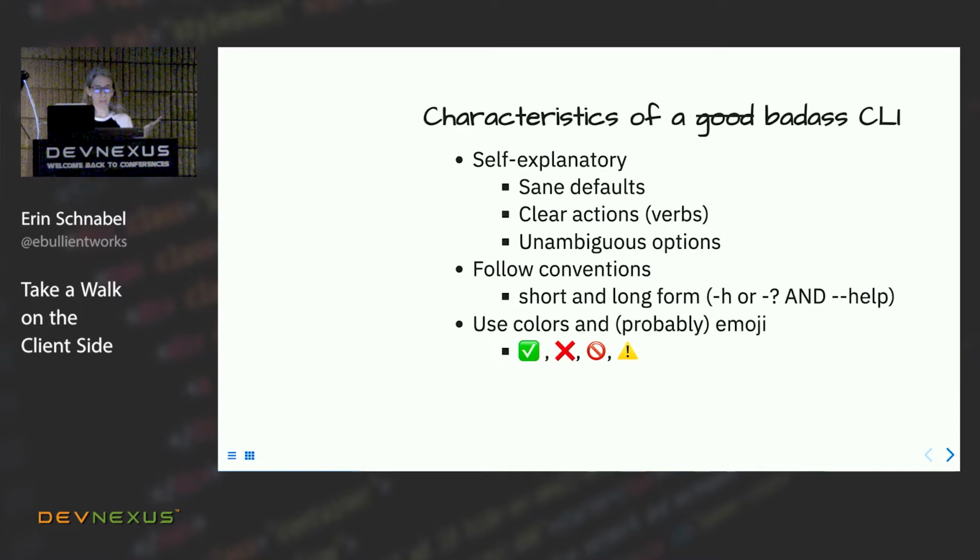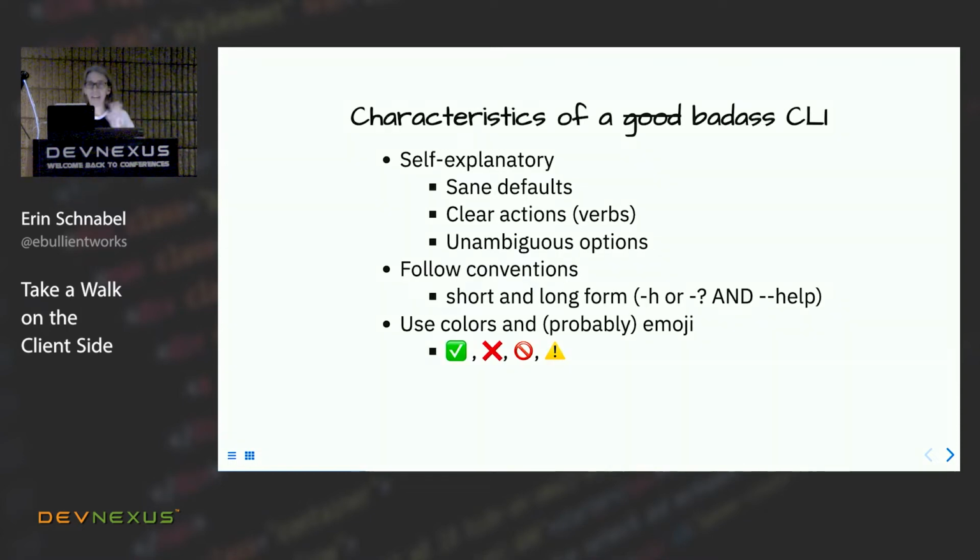When we talk about CLIs, there's some characteristics that you want for a badass CLI, for the thing that you like to use that makes sense. And some of those are obvious, like you want sane defaults, clear actions, unambiguous options. I think you've all been faced with the option thing of doom, right? You want options that make sense. A lot of times people don't think about this as a design problem, but it really is. You want to know who your user is, what kind of thing they need, and make sure that those options make sense logically.